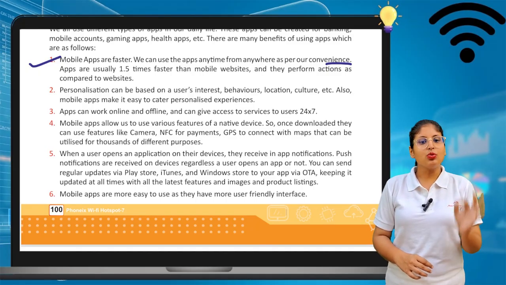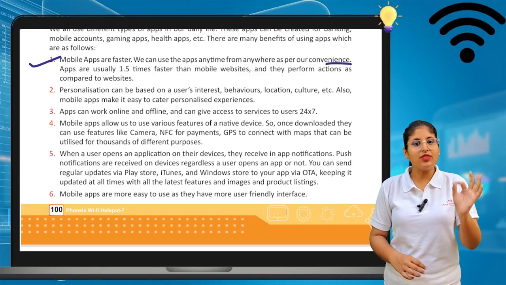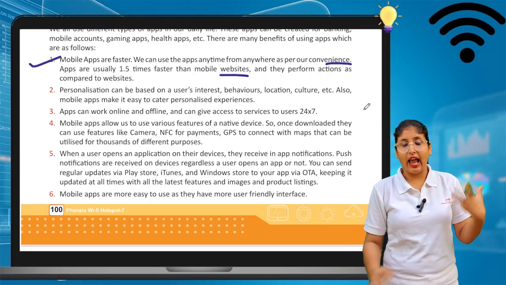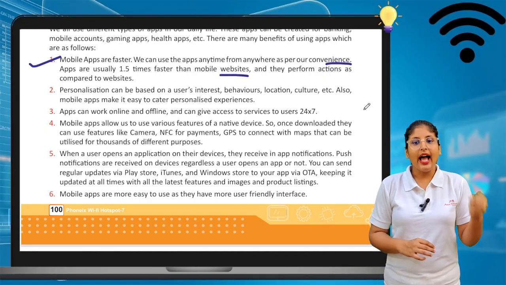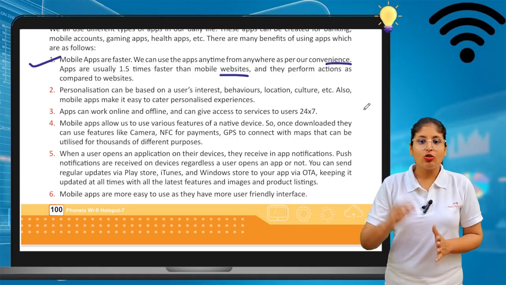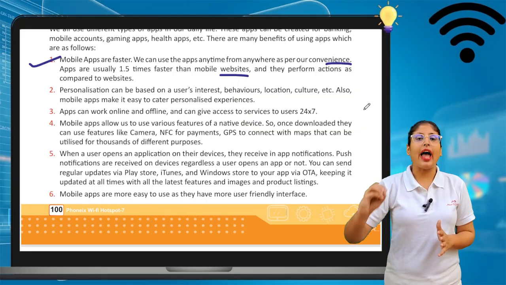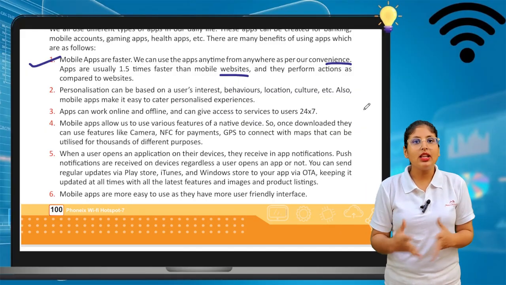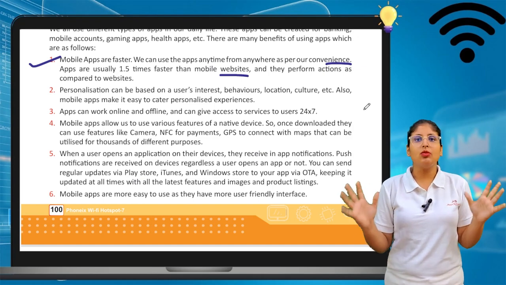Apps are usually 1.5 times faster than a mobile website. We can say these apps have very fast speed and perform actions quickly as compared to a website. These are some positive uses of the app. So mobile apps are very convenient.